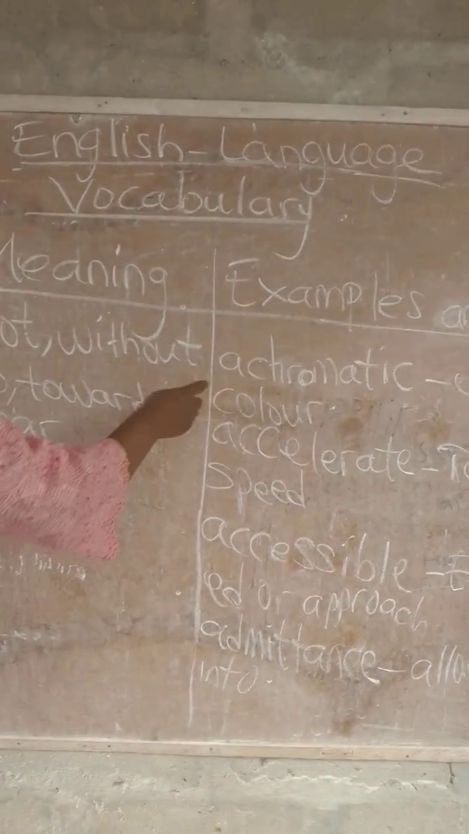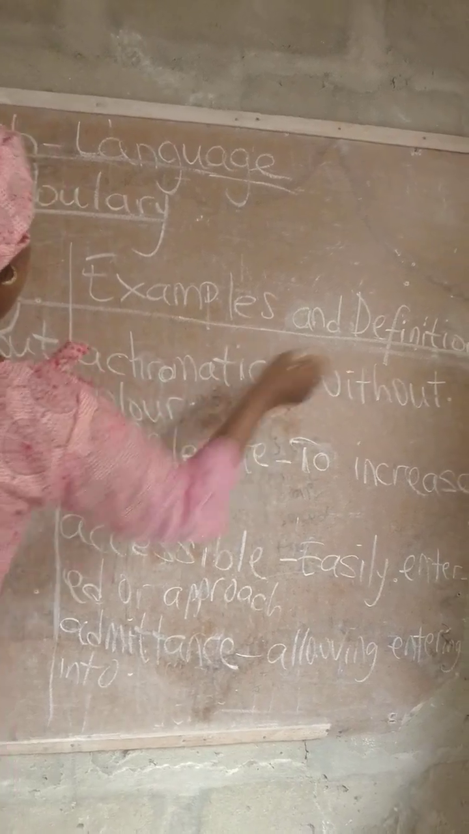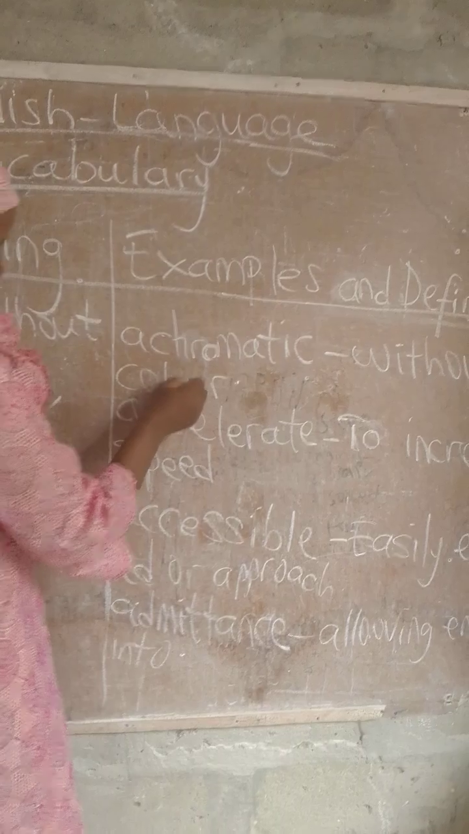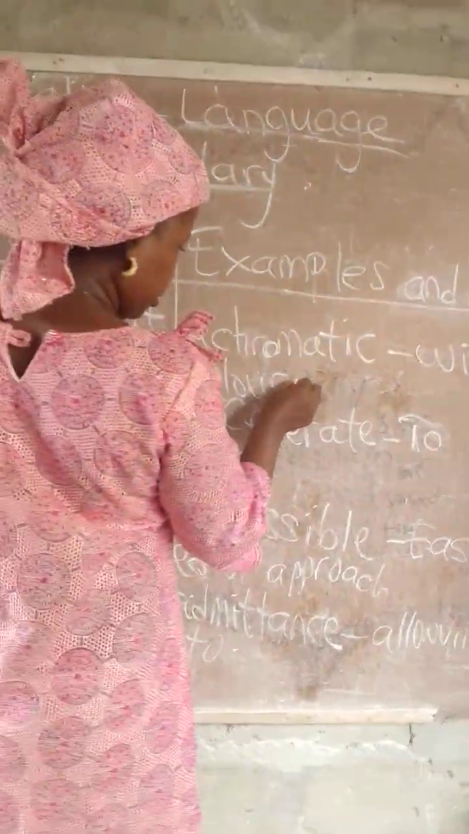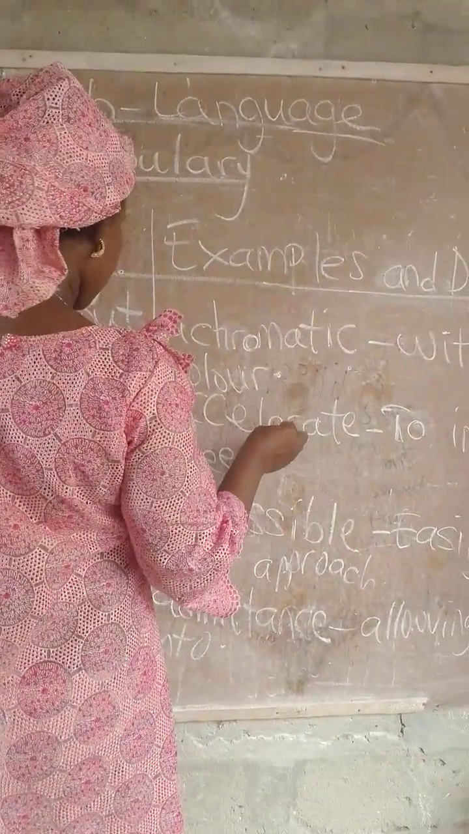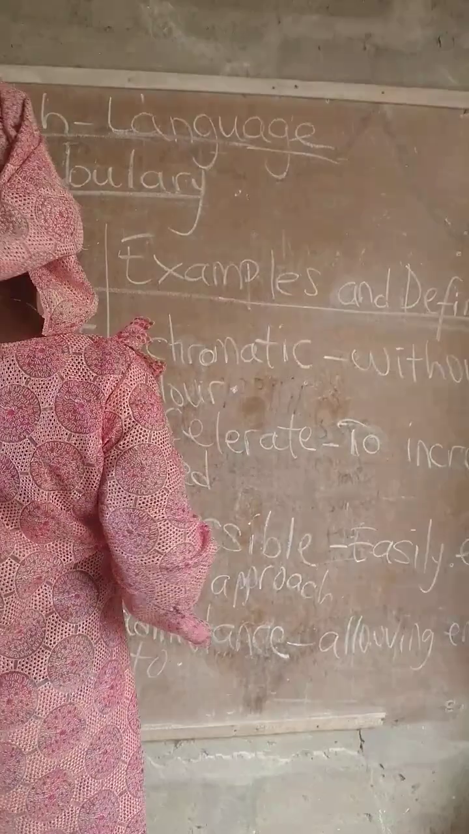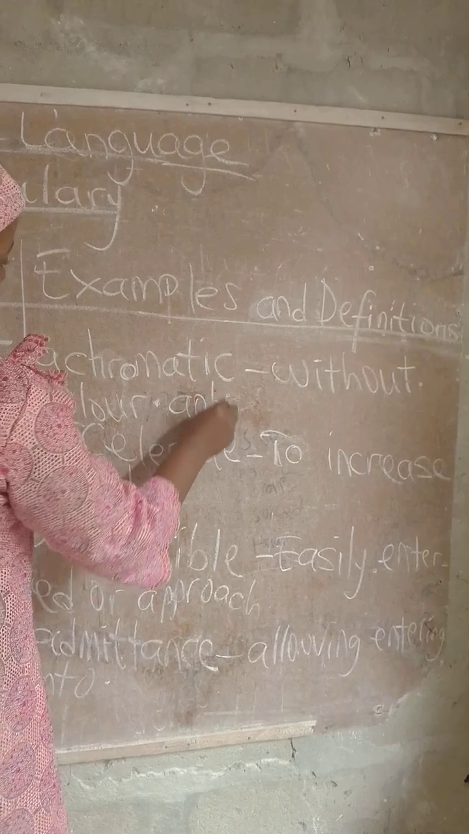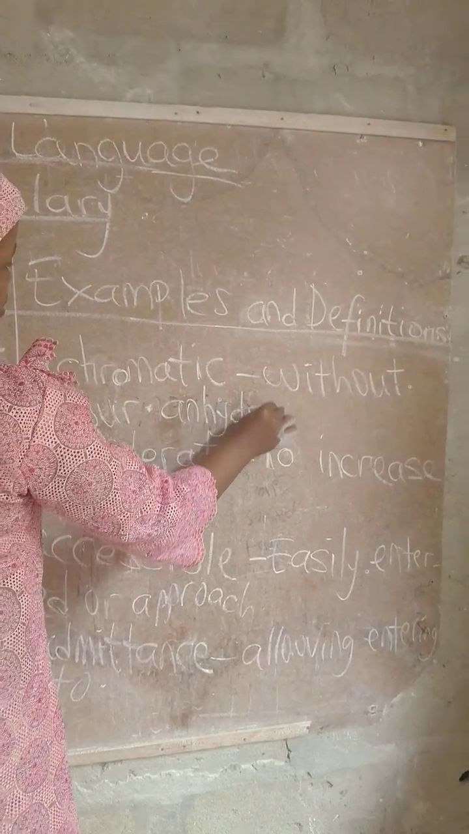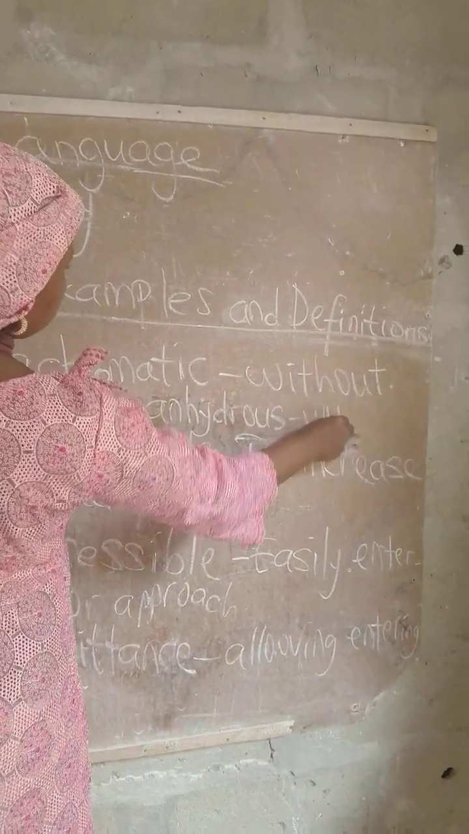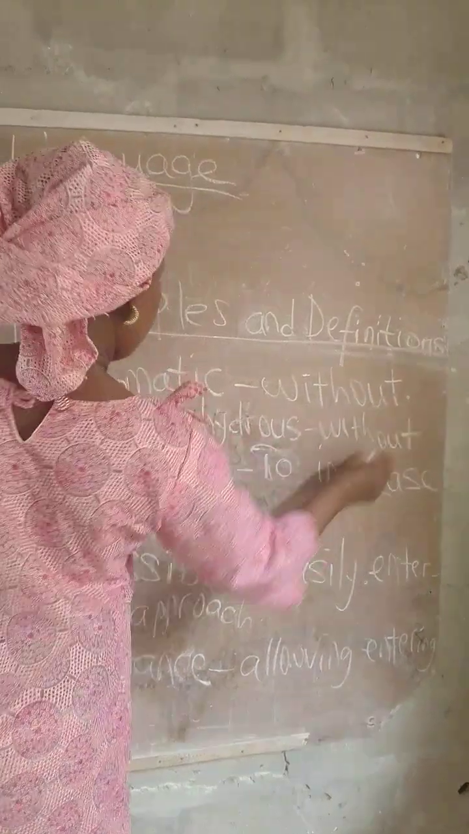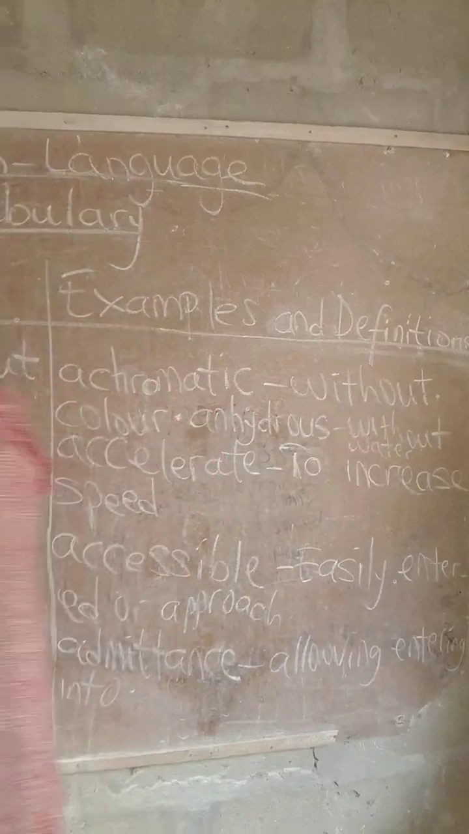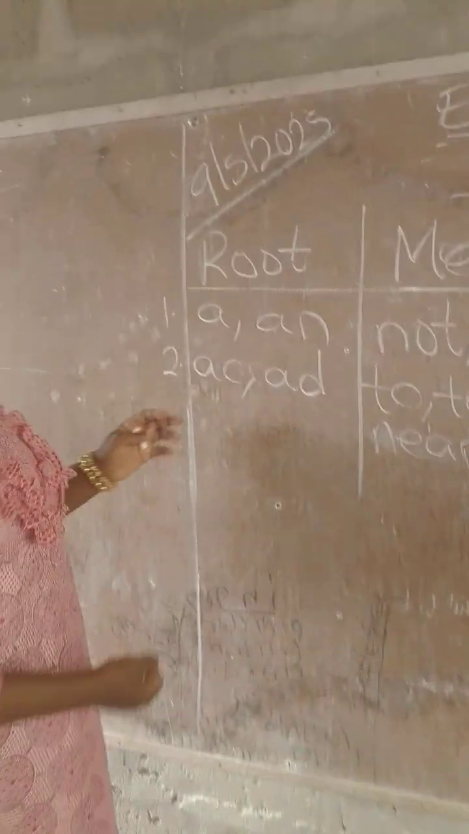We have achromatic, without color, which starts with letter A. We also have an example for the prefix an. An example of an is anhydrous, which means without water. So now we can see from here.